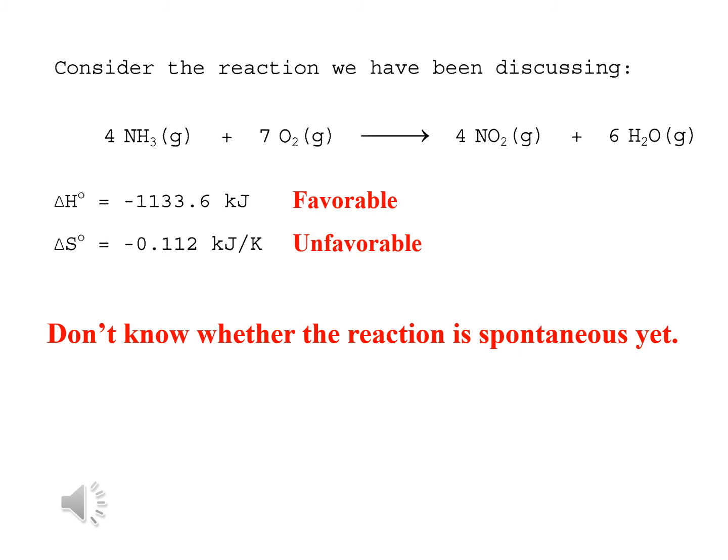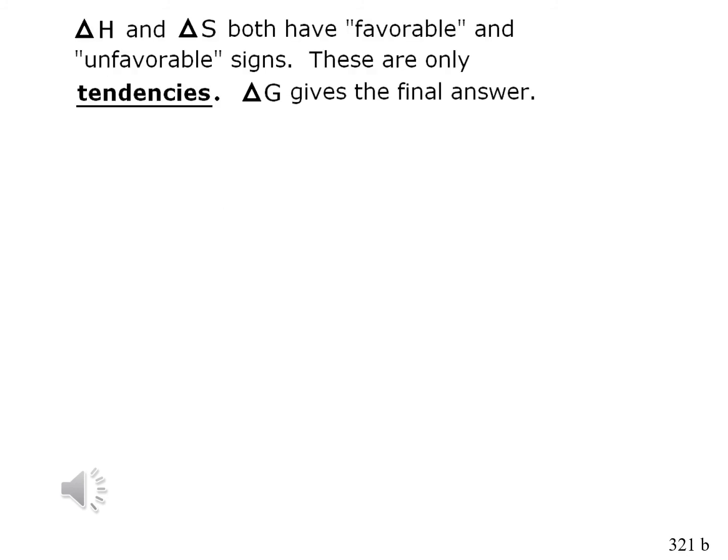Now for the reaction we've been doing, the delta H is favorable, and the delta S is unfavorable. So we still don't know whether the reaction is spontaneous. We will not know until we get delta G, because delta G gives the final answer.